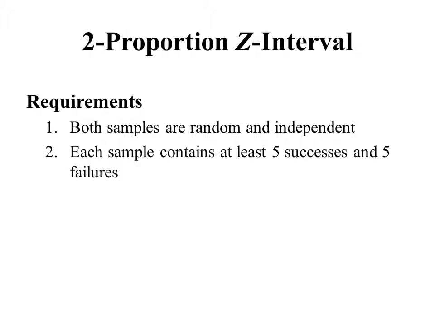So requirements for calculating this type of interval are: first, both samples are random and independent. Now the requirement of randomness is always necessary. And independent here again means that what happens to one sample has no effect on the other sample. Our second requirement is that both samples contain at least 5 successes and 5 failures each. This is necessary so that our underlying random variables representing the sample proportions are normally distributed, at least approximately.